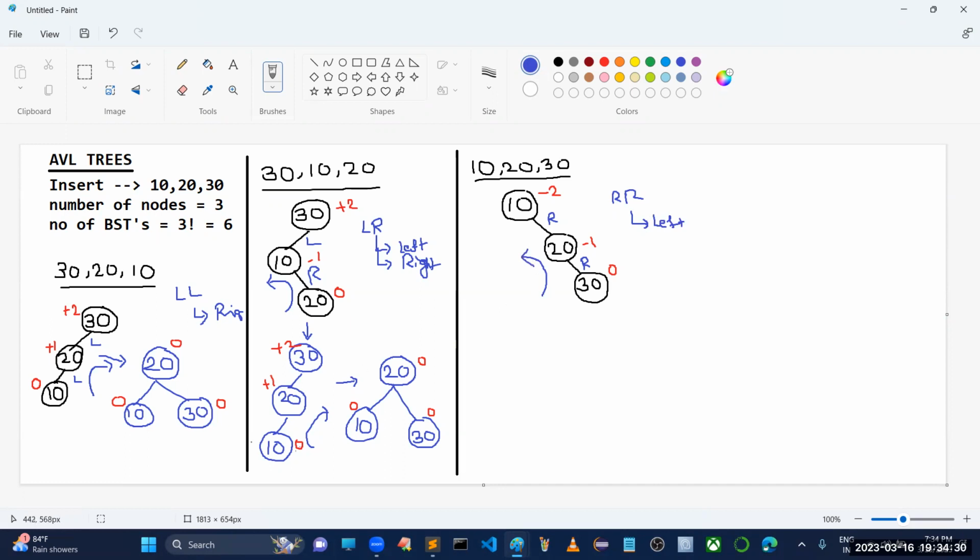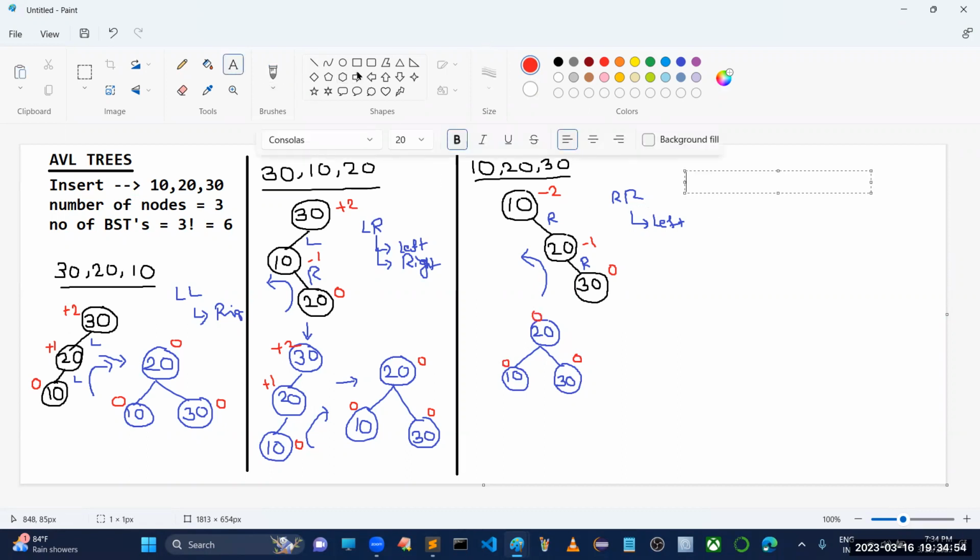This one, how we have done here, the same thing. If it is left rotation, 20 will become the root node. Its left child will become 10 and its right child will become 30. So what about the balance factor? It is 0, it is 0 and it is 0. Sir, this is one tree.